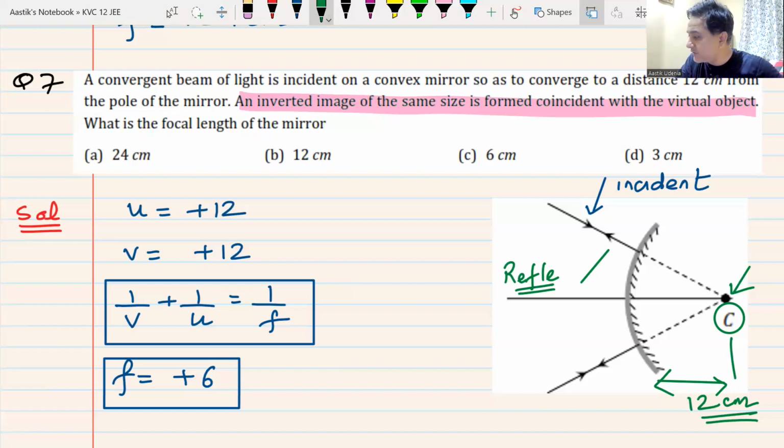And comes the next question, my dear friends. Yes, beta, a convergent beam of light does not converge after reflection. At whatever angle it is coming, at the same angle it is going back. So wherever is the object, the image will be formed at the same place.